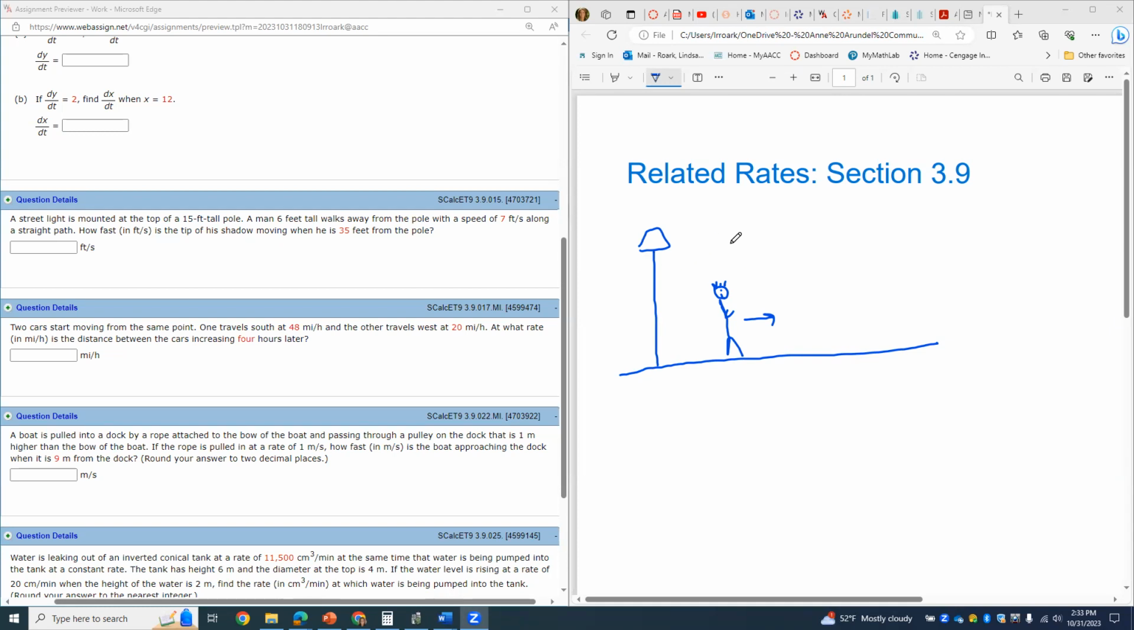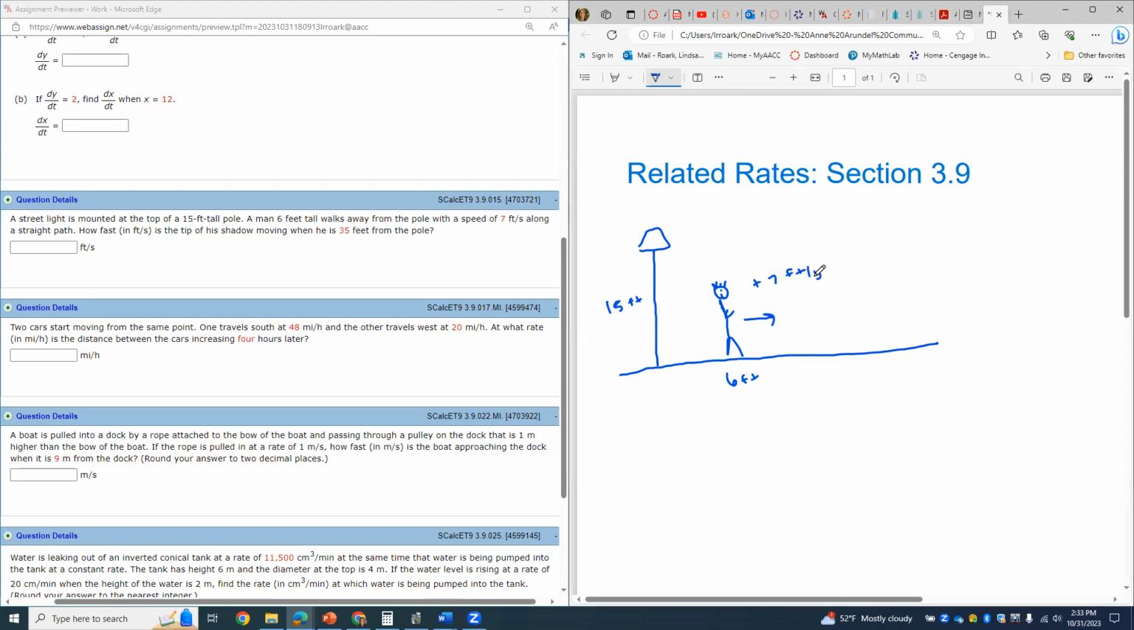We have a street light on top of a 15-foot pole. We have a 6-foot man who is walking away from the pole. That's going to be my husband tonight, walking away from the trick-or-treaters, because it's Halloween today when I'm recording this video. That's essentially what they give us. They tell us this man is moving. He's got places to go. He's moving in the positive direction at 7 feet per second.